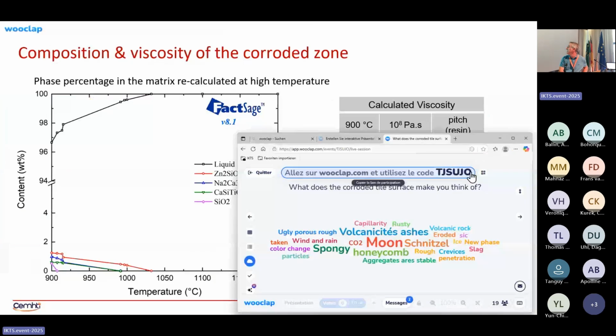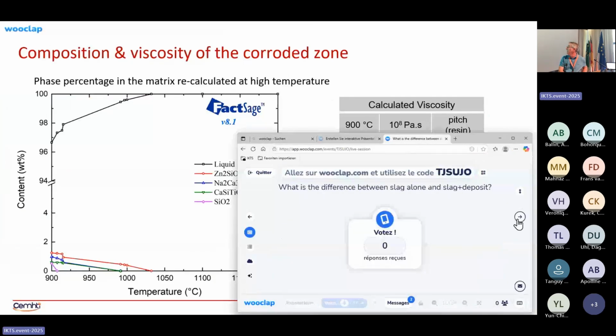Next question, because there is a screw cap. What is the difference between slag alone and slag plus deposit? You have to vote. I look at the time, so I go fast.